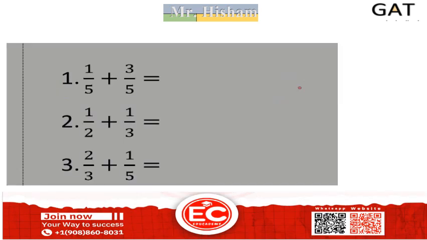Bismillah ar-Rahman ar-Rahim. Let's start the basic algebra questions, and we are going to start with the fractions. As we can see the difference between question 1, question 2, and question 3. In question 1, I have the same denominator. Since I have the same denominator, I put it down, and all I have to do is add the numerators. So the answer is 4 over 5. By the way, 4 over 5 is called a proper fraction because the numerator is smaller than the denominator. In the numerator I have 4, in the denominator I have 5.